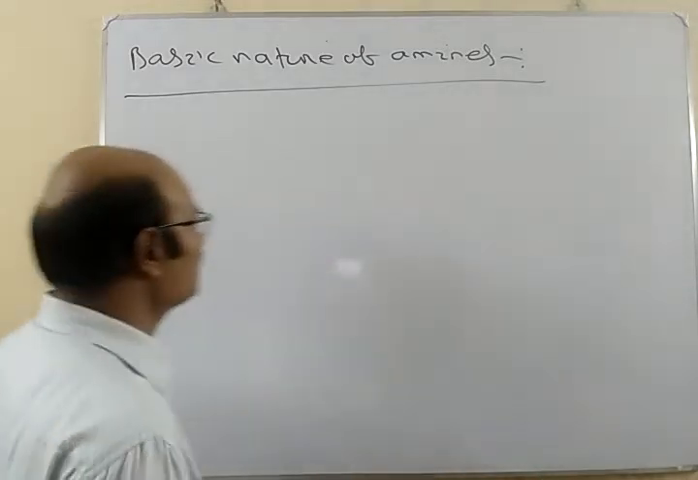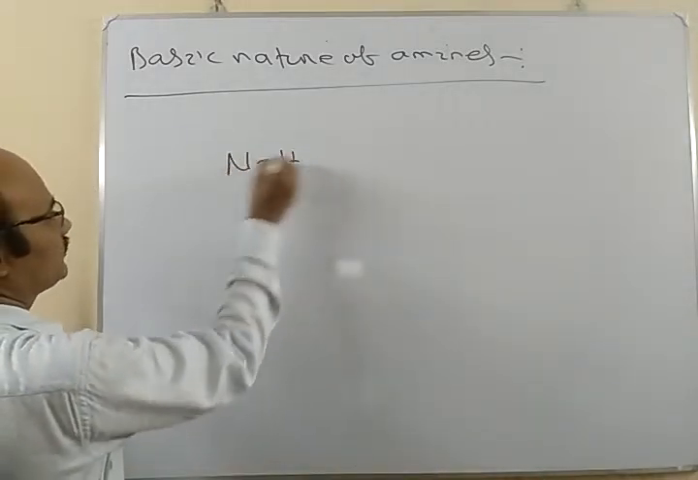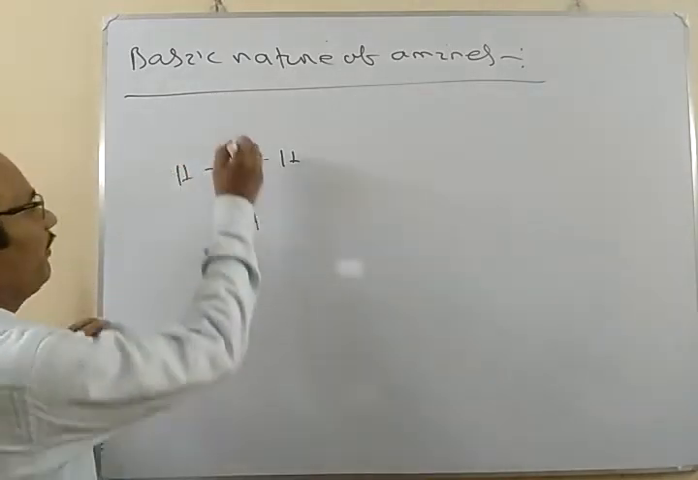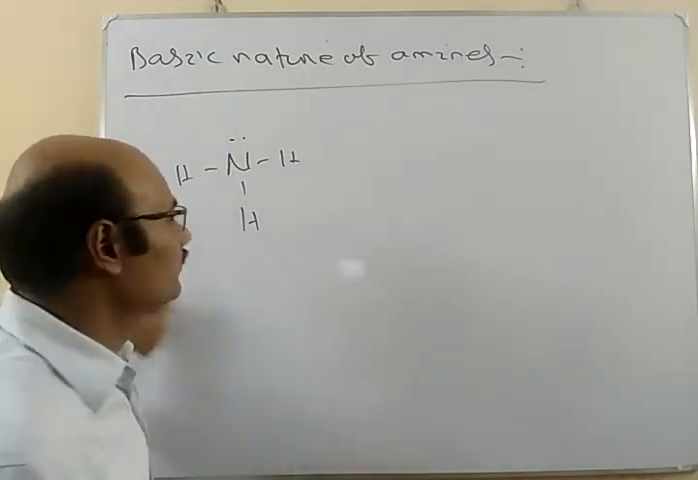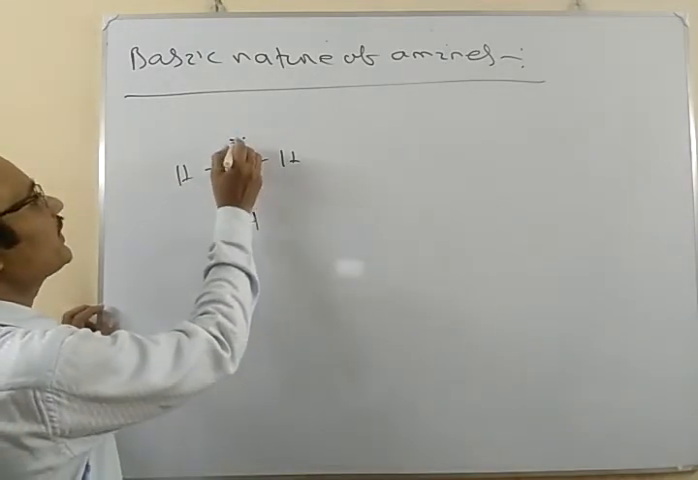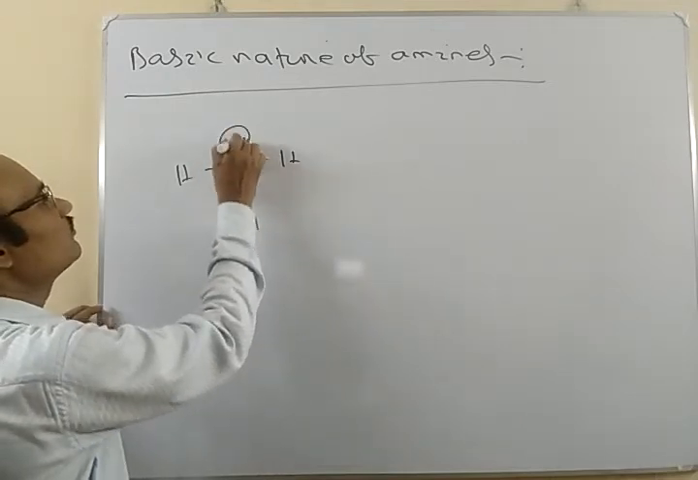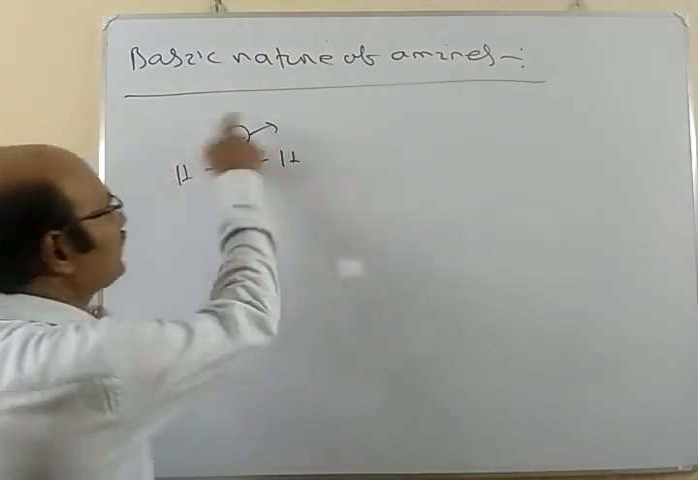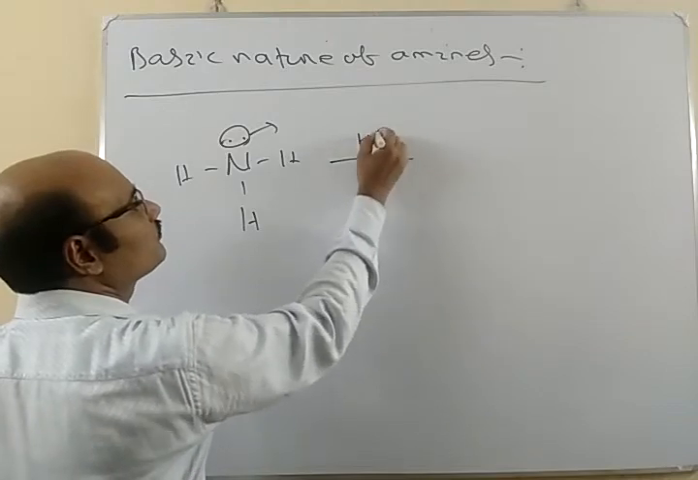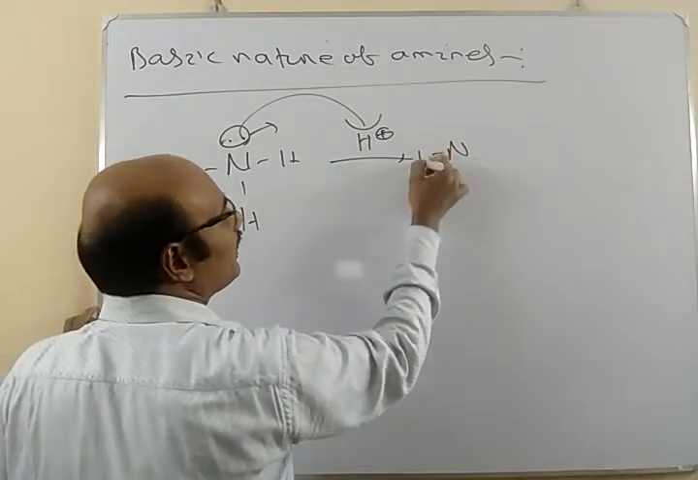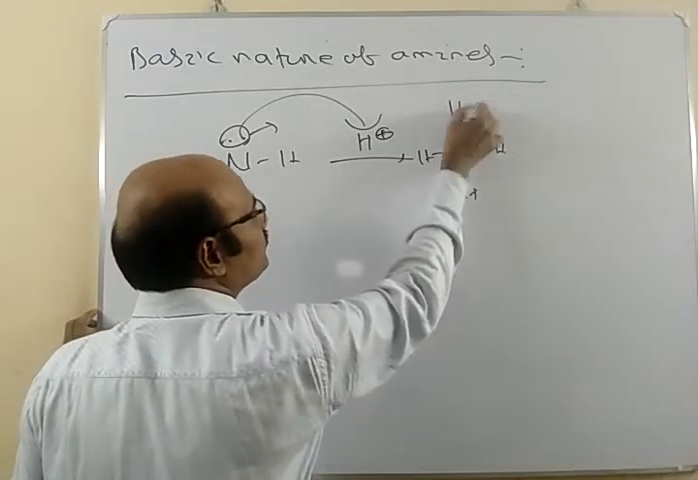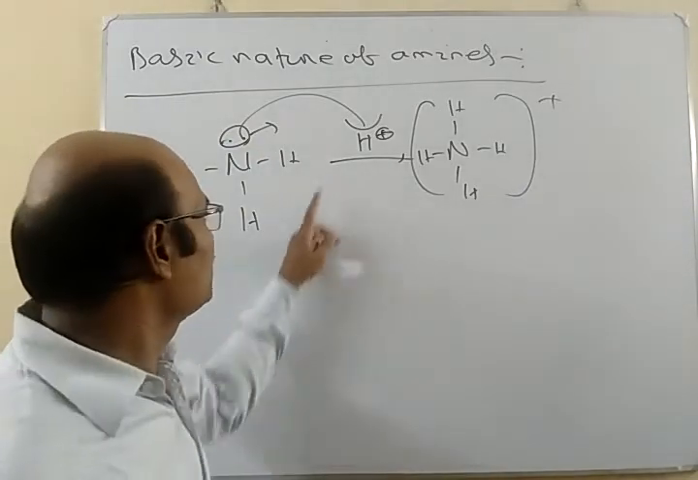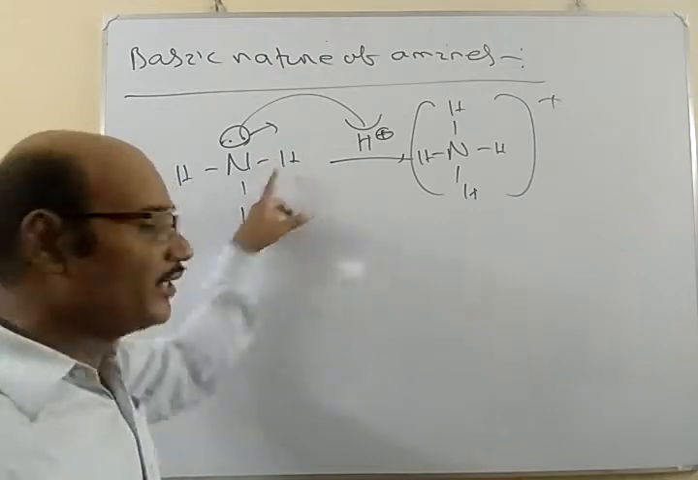Okay, so if you think about ammonia, NH3, this ammonia has a lone pair of electrons here. Now this ammonia can donate this lone pair of electrons to an electron deficient species, and also this ammonia can accept a proton to form NH4 plus. So ammonia can accept a proton and also it can donate a pair of electrons.